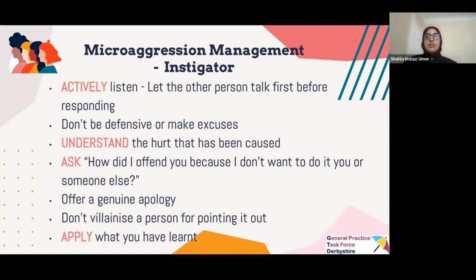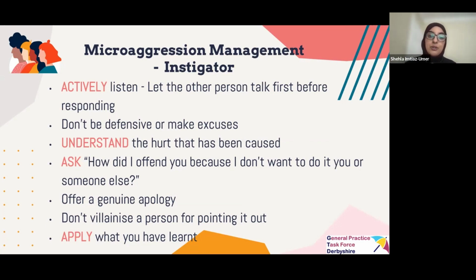So if I was to challenge somebody within this group and say, actually, what you said on such and such occasion was something that could have been offensive, or was offensive to X number of people or to this group of marginalized part of society, it's important not to be defensive and make excuses.